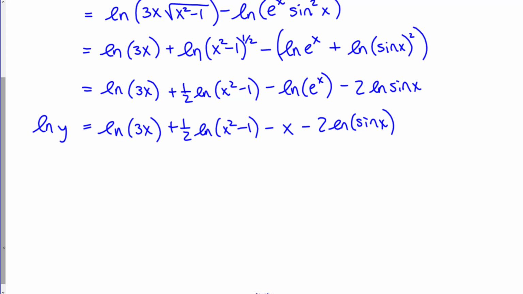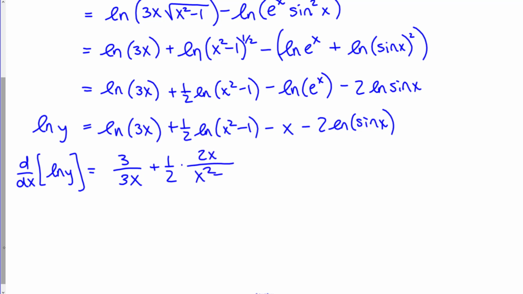What I need to do next is differentiate both sides of the equation. So I'm going to differentiate with respect to x the natural log of y. And I'm pointing that out because I want you to know that you have to use implicit differentiation there. On the other side, I'm differentiating each of these term by term. The derivative of the natural log of 3x is just the derivative of 3x divided by 3x. In the next term, the derivative of the natural log of x squared minus 1 is the derivative of x squared minus 1 over x squared minus 1. These are pretty easy to do, you have to admit.